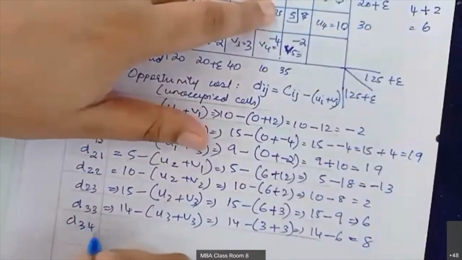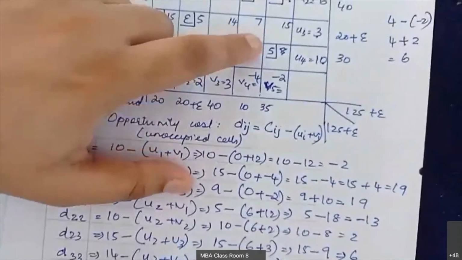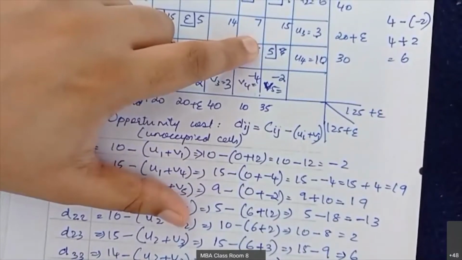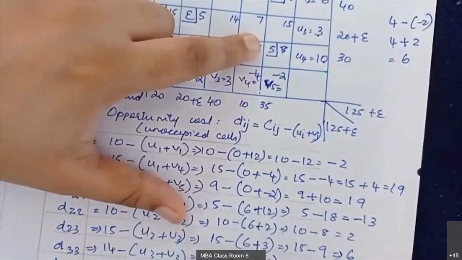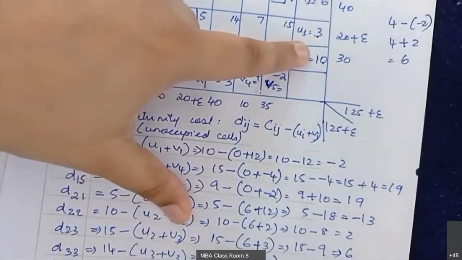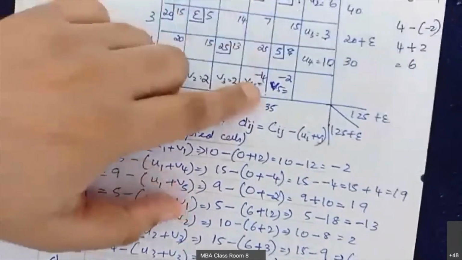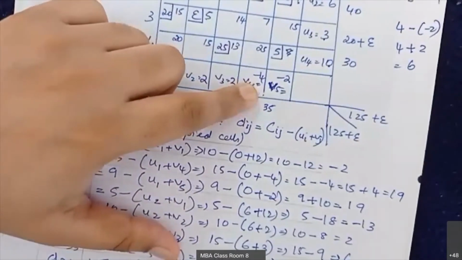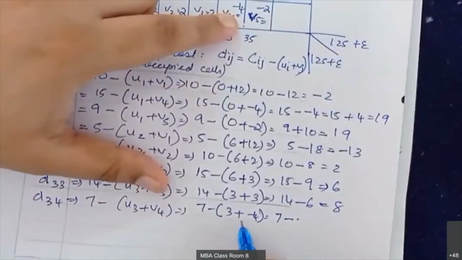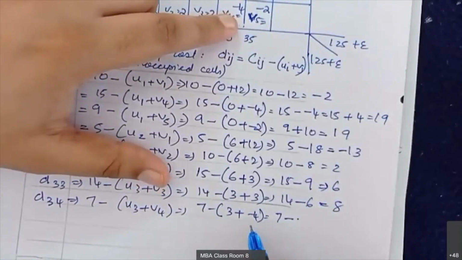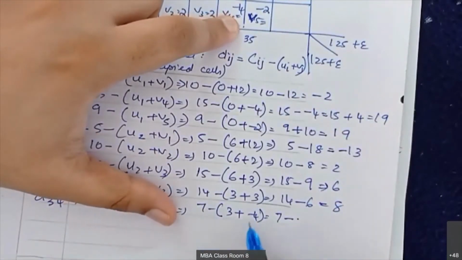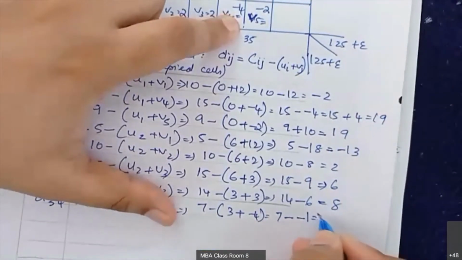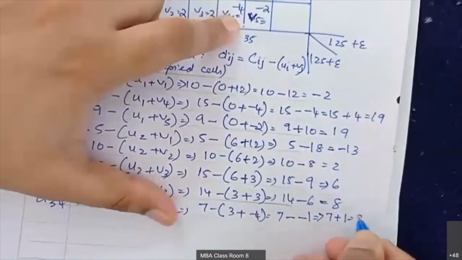D3, 4. What is the cost in that cell? It is 7. 7 minus U3 plus V4, which is equal to 7 minus, what's the value of U3? It is 3. What is the value of V4? It is minus 4. Okay, so 7 minus of, here, can you see? 3 minus 4, that is minus 1. Okay, so 7 minus minus 1. What is the value? 7 minus of minus 1 is 7 plus 1, which is 8.